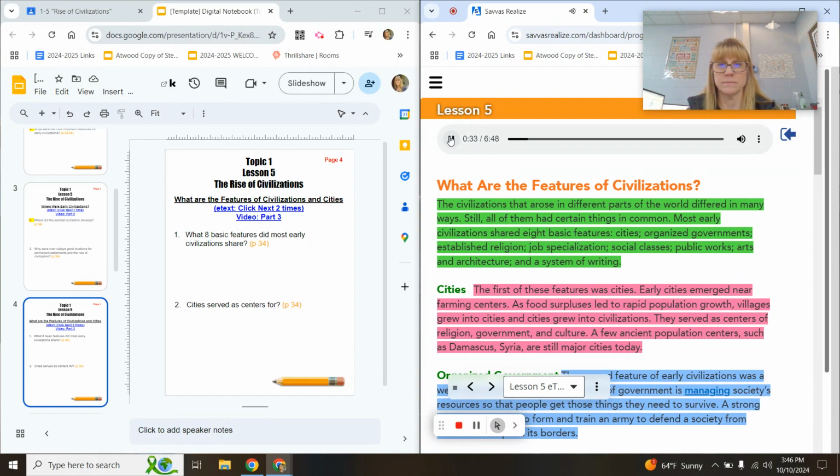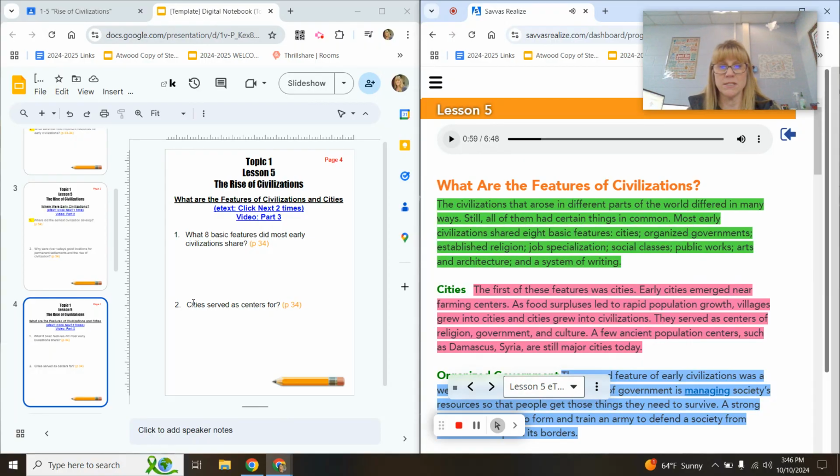Cities. The first of these features was cities. Early cities emerged near farming centers. As food surpluses led to rapid population growth, villages grew into cities, and cities grew into civilizations. They served as centers of religion, government, and culture. A few ancient population centers, such as Damascus, Syria, are still major cities today.